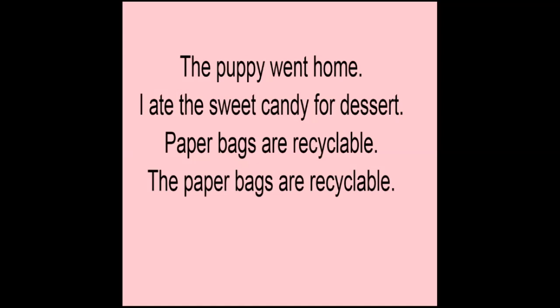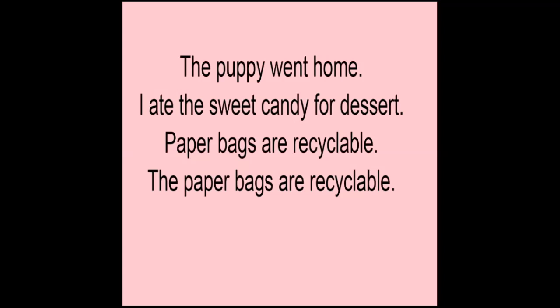In the first example, it comes directly before the noun. But in the second example, it comes before the adjective sweet that describes the noun candy. In the third example, there is no determiner because determiners are optional for plural nouns and noun phrases. When you want to discuss the noun in general, like all paper bags, you don't need a determiner for plural nouns. However, the fourth example shows that you may add a determiner to refer to specific nouns, that is, the paper bags here.